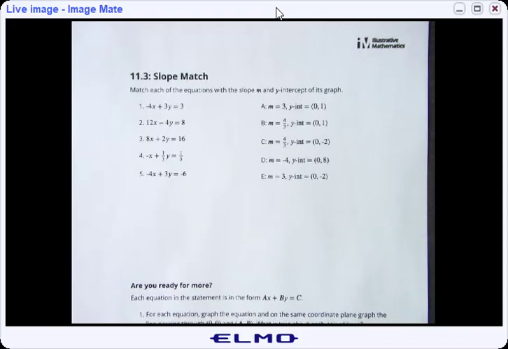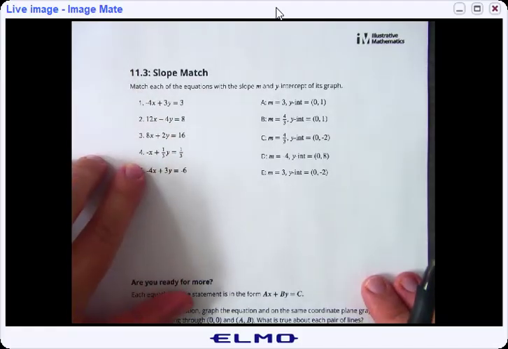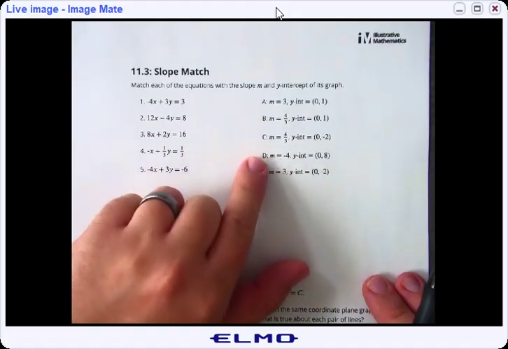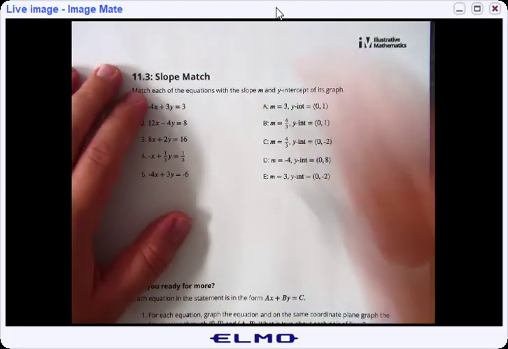All right, what we're doing here is 11.3. 11.3 is a slope match, which says match each of these equations with the slope m and the y-intercept of its graph. What we have is 5 different equations here that are going to match to 5 different slope and y-intercept combinations.